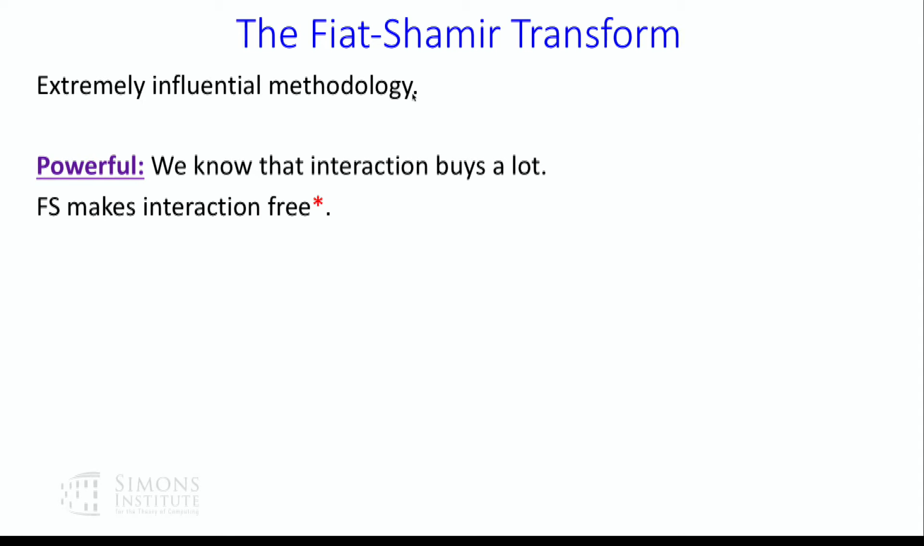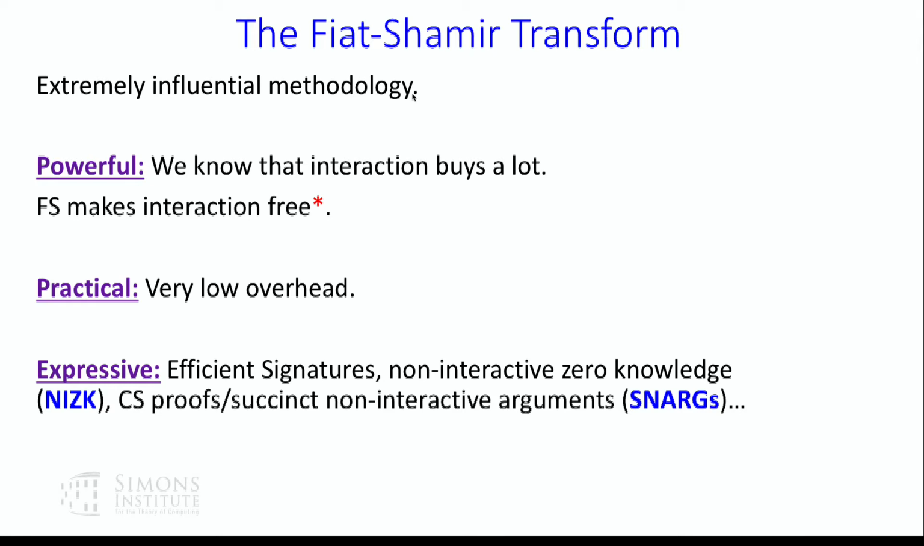So there's very low overhead in the sense that if you have a hash function, which is very efficient, then the overhead over doing the interactive protocol is very low. And it allows you to do a wide variety of different things. So three specific things that I want to highlight are that this gives you very efficient signature schemes, it gives you very efficient non-interactive zero-knowledge arguments, and it gives you what were previously called computationally sound proofs, or SNARGs, or any word describing these. So these are three very different things that Fiat-Shamir allows you to do.